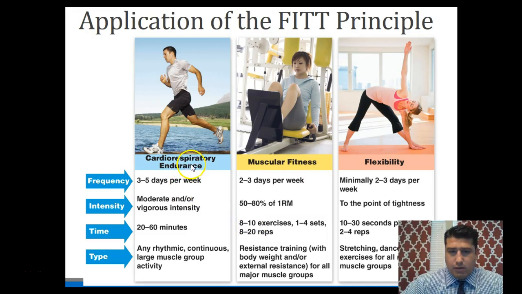And you can see here's cardiorespiratory endurance, muscular fitness, flexibility. You can see the frequency, how often you should do it. The intensity, how intense the exercise should be, the time or the duration at which this should occur, and then the type. So with aerobic activity, it could be anything from running to swimming to aerobic dance to group fitness classes. I mean, whatever.